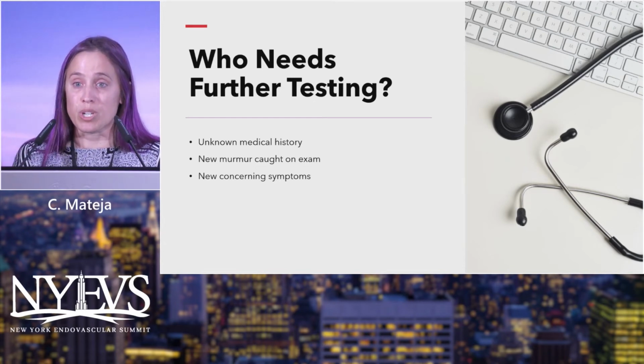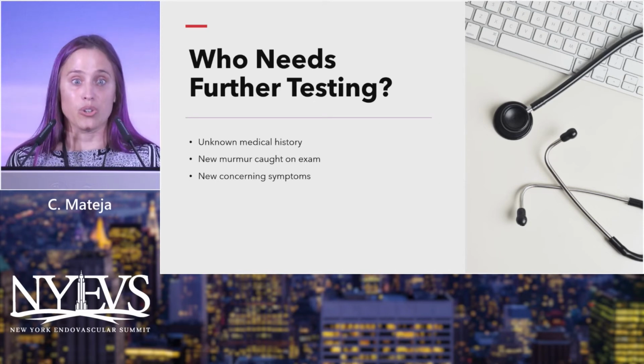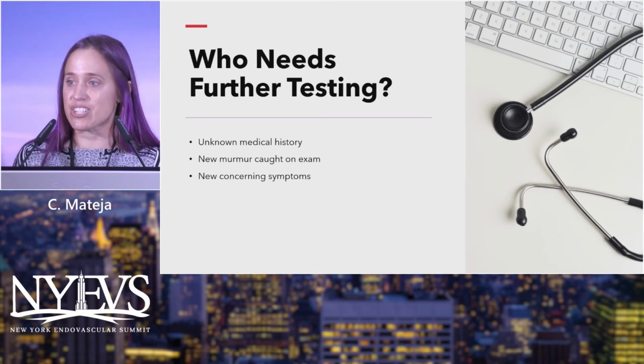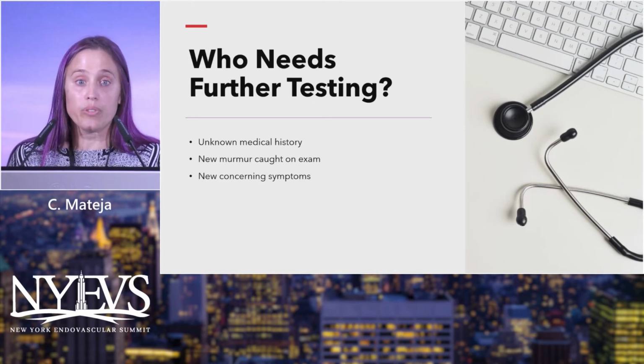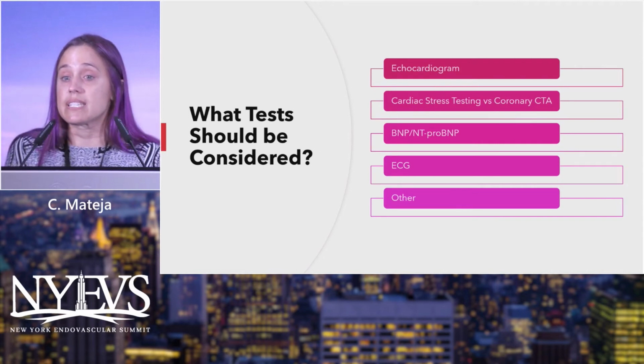But one thing that I do also want to talk about are potentially new murmurs caught on exam, especially in our 75, 80-year-old people with aortic stenosis. I need to catch that before they go to the operating room, or if they're having any other new concerning symptoms. So what tests should we actually consider?